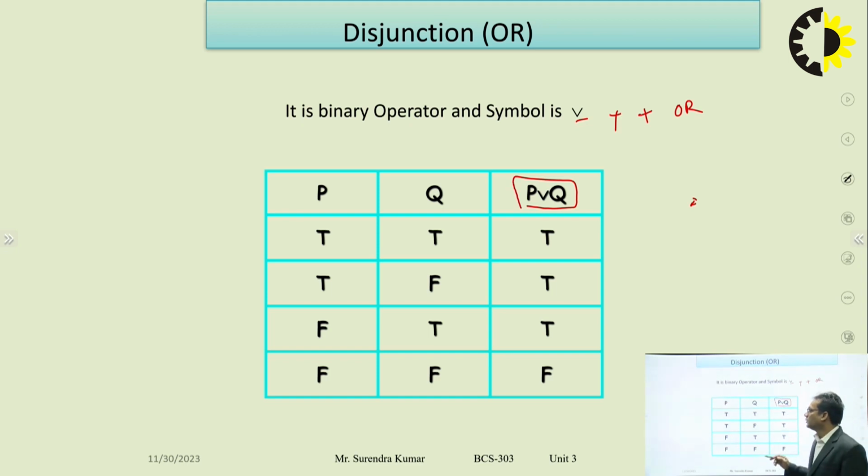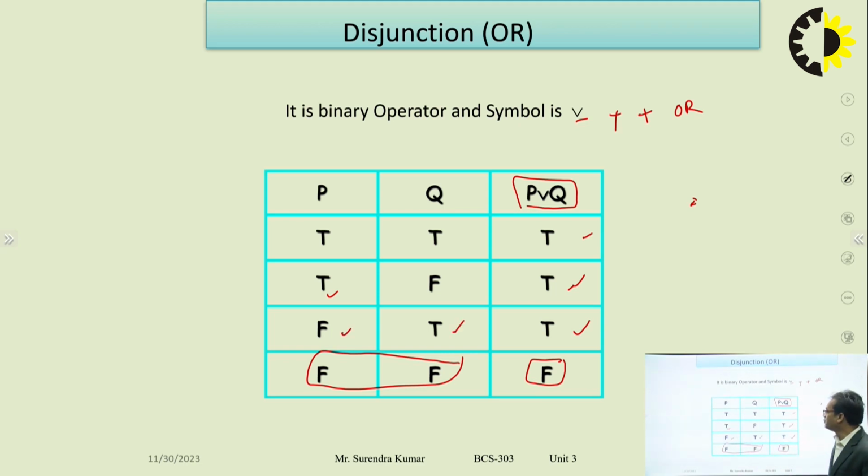Now, as in the previous conjunction, you are saying if both the values are true then it will be true only. Here just the reverse: if both the values are false then only it will be false, otherwise it will be true for all. If both are true, the result is true; even if one of them is true, it will be true. Here P is true, Q is false, but still you get true as the answer. Here, if P is false but Q is true, then also you get true.